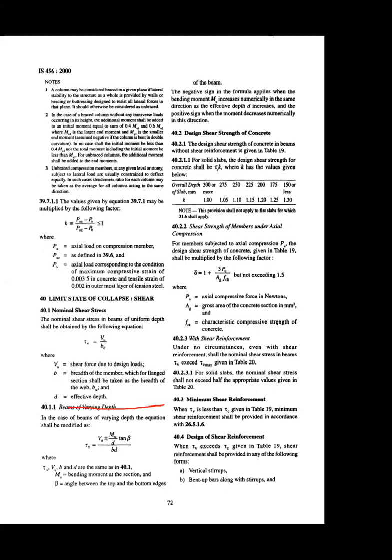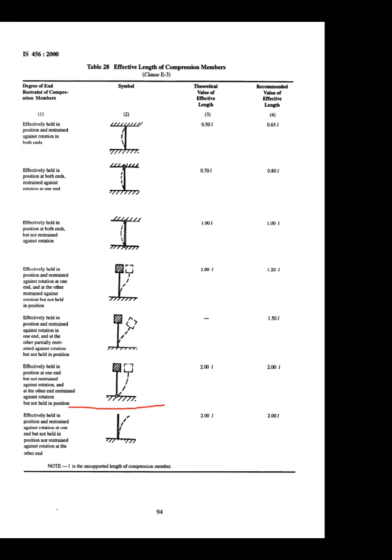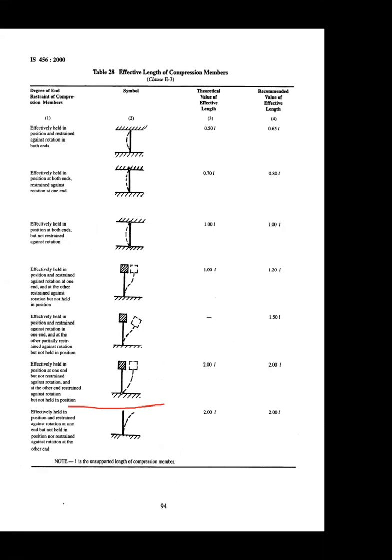See here on page number 94, the conditions are given for every state. The values are given here. If the column is effectively held in position and restrained against rotation at both ends, that is the fixed condition. Then the theoretical value of effective length is 0.50 and the recommended value of effective length is 0.65.